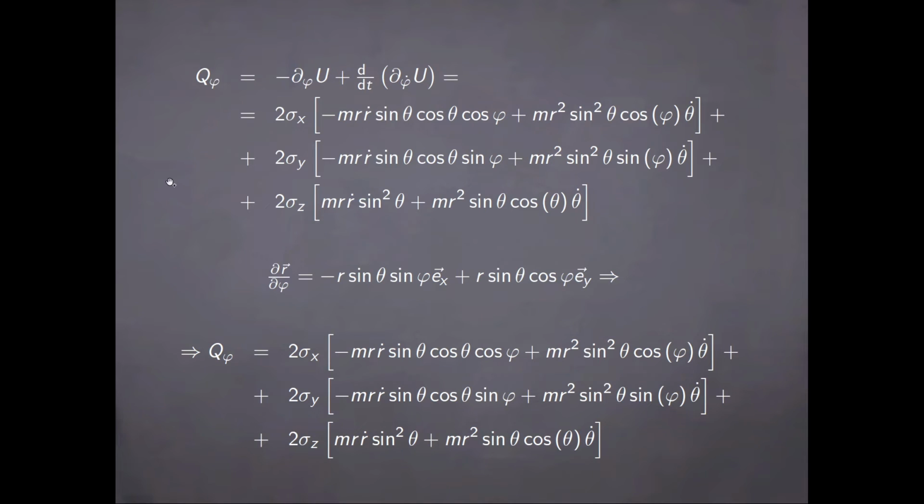And lastly, we do the same for the phi coordinate. Once again, the definition in terms of the partial derivatives of U, which gives this result. And then we can take the derivative of r with respect to phi to obtain the expression here. We take its dot product with the force written in Cartesian coordinates, and we finally get the same result for the phi component of Q.